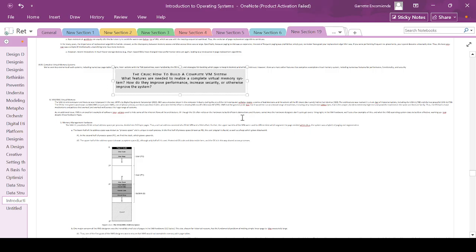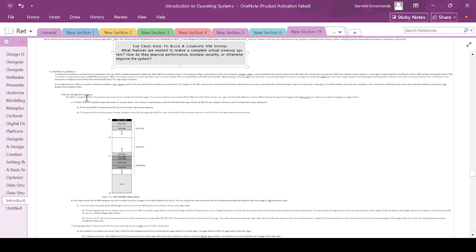The crux: how to build a complete VM system? What features are needed to realize a complete virtual memory system, and how do they improve performance, increase security, or otherwise improve the system? So let's look at the history.